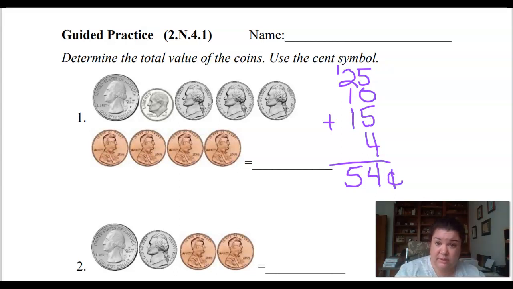You got to make sure you have the cent sign in there. Did you get 54 cents? If not, show your work to someone at home, an older sibling or an adult, and see where you went wrong. Did you get it wrong because you didn't align your numbers up correctly? Did you just get wrong somewhere on your addition? Where did you miss it at? See if someone at home can help you.